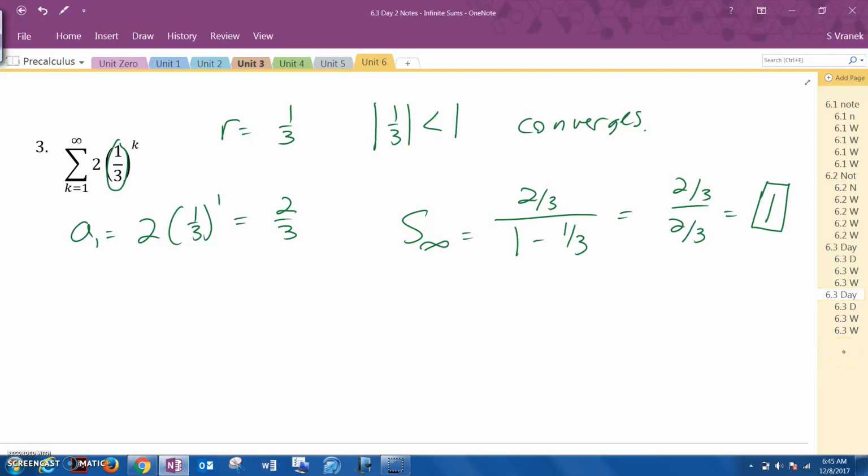Alright, so that's infinite sums. Again, very easy formula. However, you just have to identify what is R. Is it geometric, first of all? And then if so, what is R? If absolute value of R is less than 1, or if the values are getting smaller, the series converges.